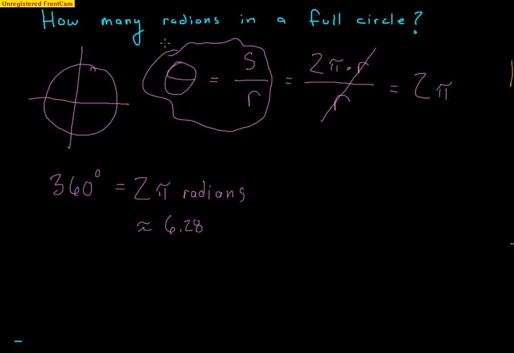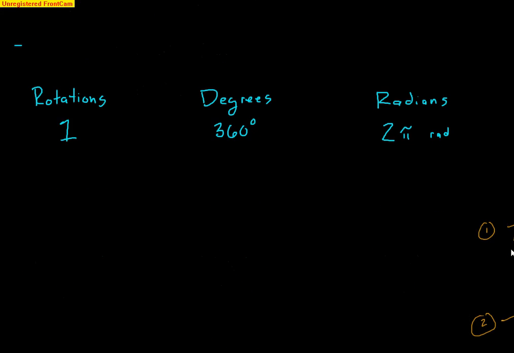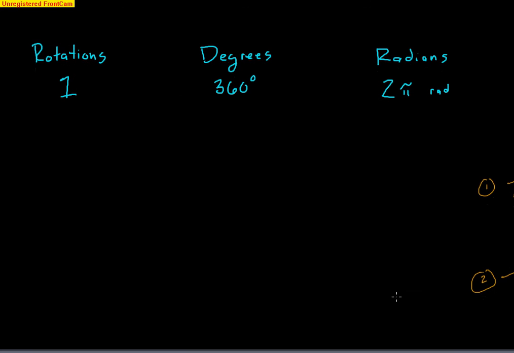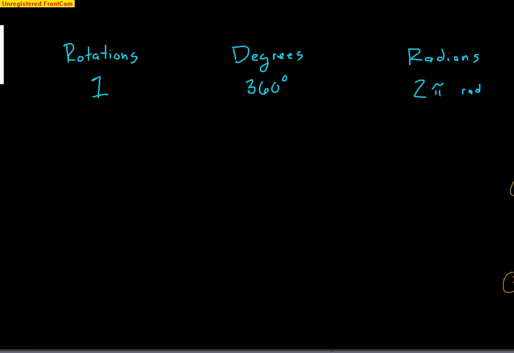Just keep in mind that when you have an arc length that's equal to your radius, you have exactly 1 radian. Alright, so if we use this idea, let's make sure we can understand some simple connections here between rotations, degrees, and radians. 1 rotation is equal to 360 degrees. 360 degrees is equal to 2 pi radians. Hopefully that makes sense to you. If not, you might want to go back and watch what I just did above.